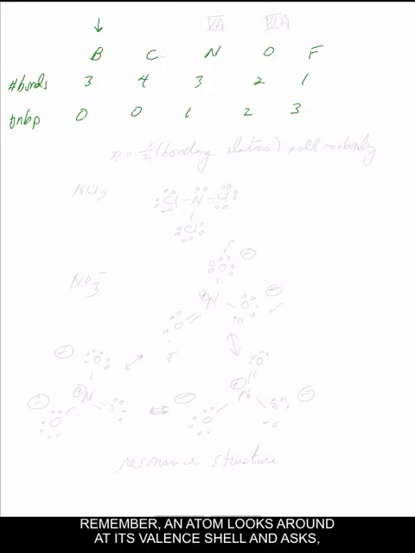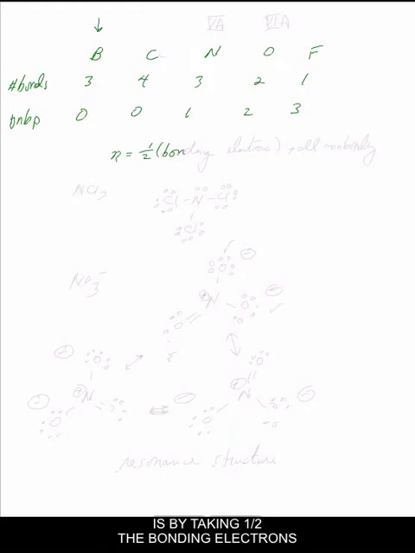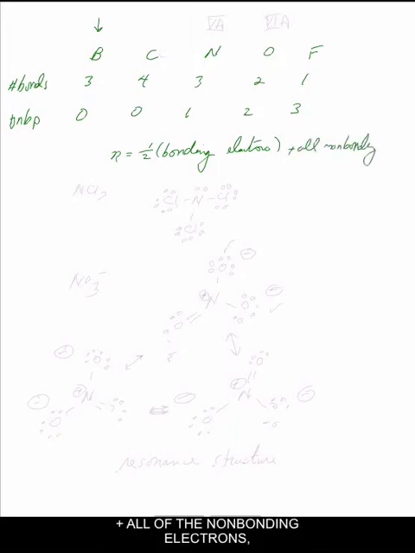Remember, an atom looks around at its valence shell and asks, how many electrons, n, do I feel that contribute to my charge? And the number that is determined is by taking 1/2 the bonding electrons plus all of the non-bonding electrons. And that's an important point here. We don't have to figure n for atoms that obey the octet rule.